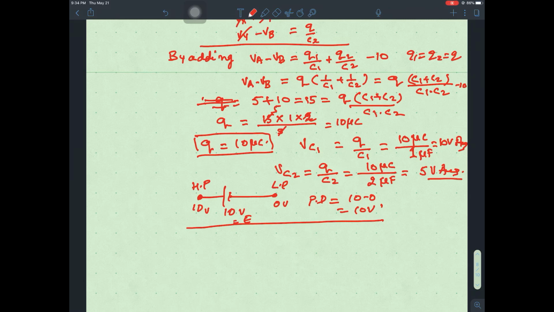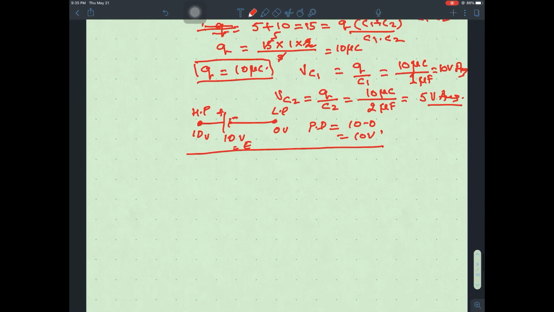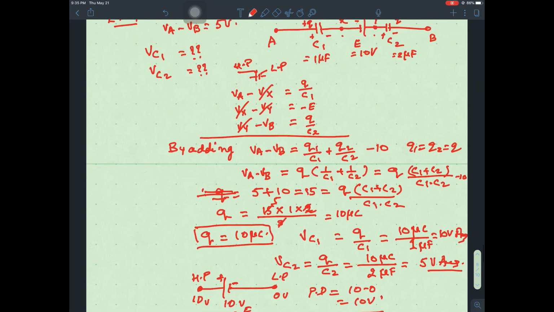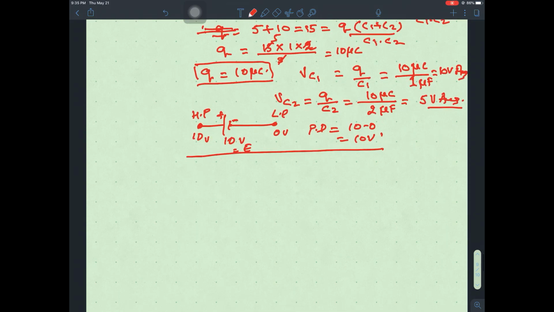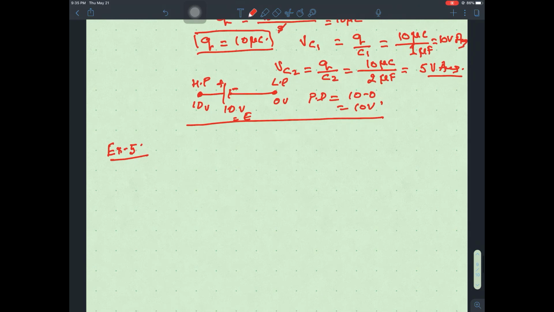So this is the way. In a battery, the plus sign is always higher potential, minus sign is lower potential, and this way we are going to explain it. On the similar concept, I am trying to give you the last question, that is the 5th question on the similar concept. And what is that question? That question is in this way.